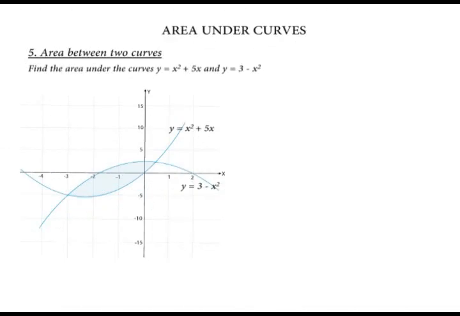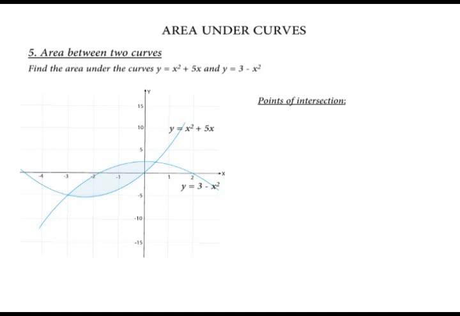Sometimes you may be given two intersecting curves but not the coordinates at the points of intersection. In such cases, we solve the two equations simultaneously and find the points of intersection. For example, find the shaded area bounded by the curves y is equal to x squared plus 5x and y is equal to 3 minus x squared. We know that area is equal to the integral of y2 minus y1 with respect to x from x is equal to a to x is equal to b. But first, we need to find the values of a and b where the curves are intersecting.